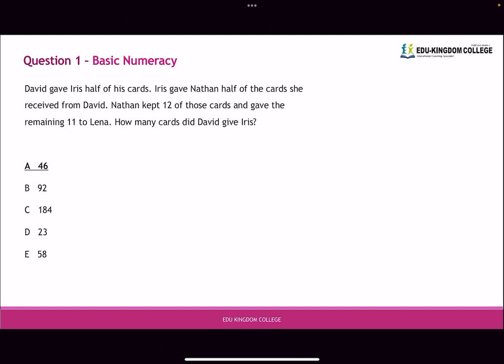So with this question, we're going to work backwards. Nathan kept 12 cards and gave the remaining to Lena, which means that Nathan, if you remember from last video, we want to use letters for names, so Nathan had 12 plus 11 cards. So 12 plus 11, which means he had 23 originally, and half those cards was half of what Iris had before she gave half to Nathan. So Iris had double this before she gave half of it to Nathan, which means she had 46. So David gave Iris half of his cards, and that was 46, which means our answer is A.